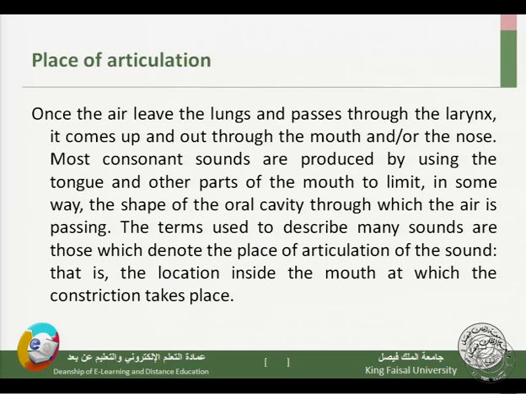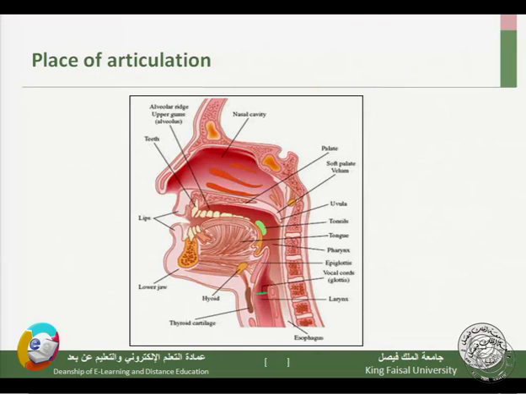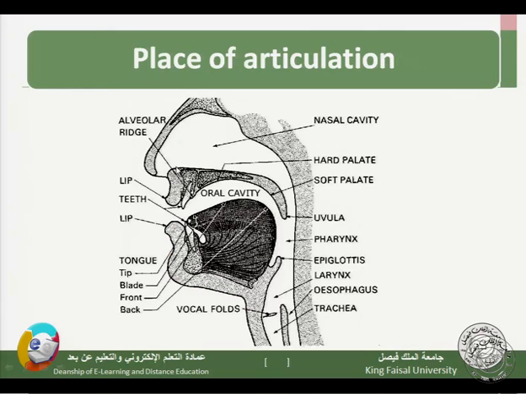The terms used to describe many sounds are those which denote the place of articulation of the sound. That is, the location inside the mouth at which the constriction takes place. So, as I said, when the back of the tongue blocks this area and the air goes through the nose, that sound will be described as a nasal sound. So this is just an example.